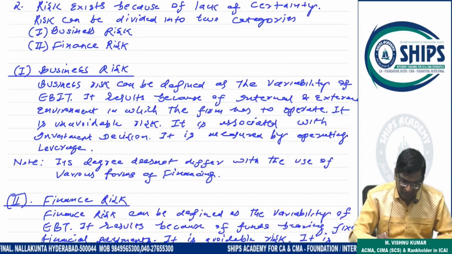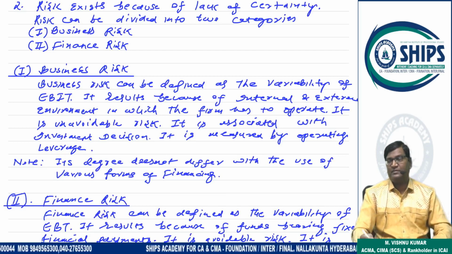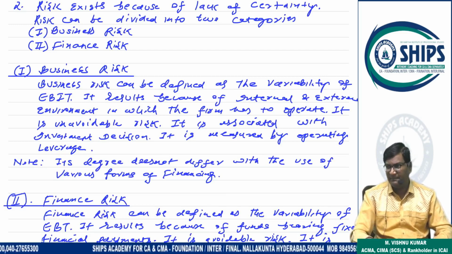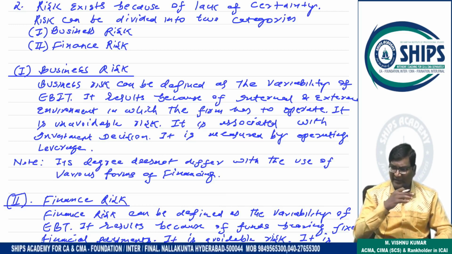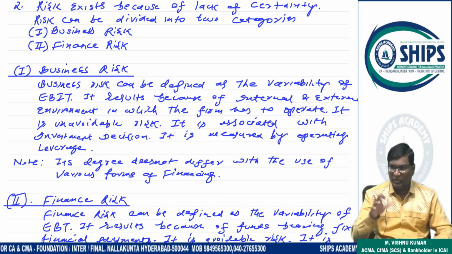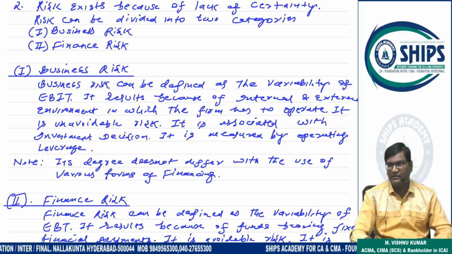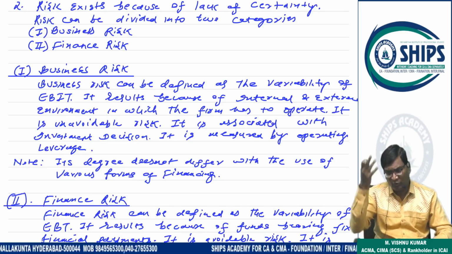So it results because of the internal and external environment in which the firm has to operate. So always remember, operating risk is unavoidable. Very simple reason: you cannot remove the entire cost. And you cannot do the business without paying rent if you are using rented premises. If you have your own premises, then you can do the business from your own building.